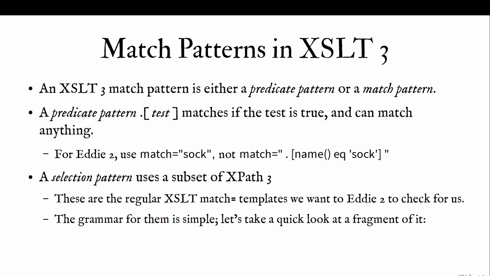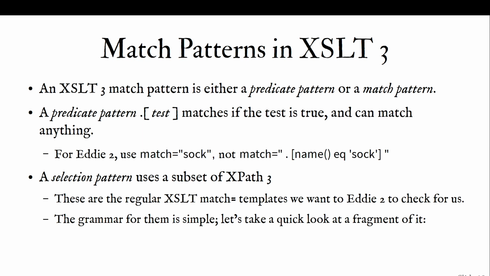EDI2 won't in fact recognize the example that I've got here, match dot name equals sock. It won't recognize that as matching a sock element. So use match equals sock. If you do want to use predicate patterns, then you can have a template that matches all of your elements that you're treating specially and give it a low priority to shut EDI2 up, which is very much like comments you use with other systems to shut the linters up. This is not a bad thing as long as you keep them up to date. So I'm still kind of thinking about that.